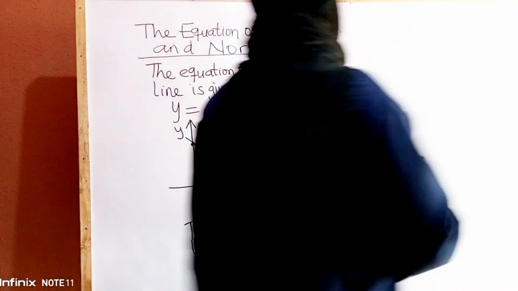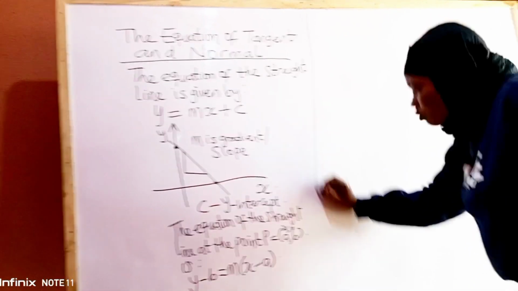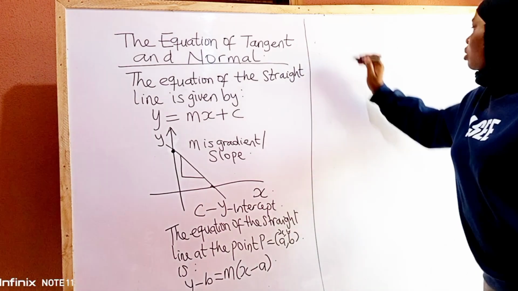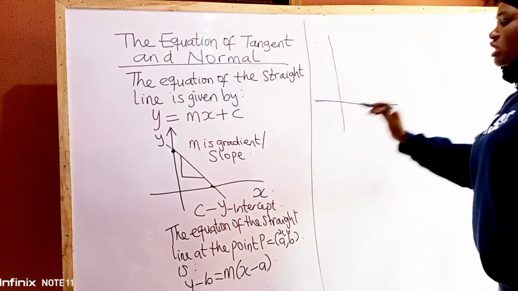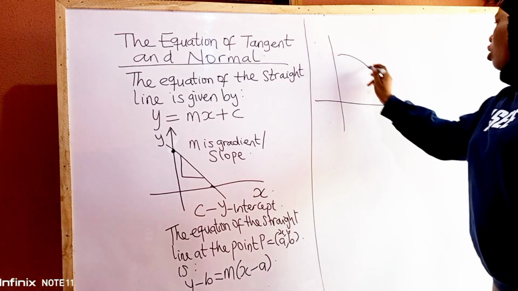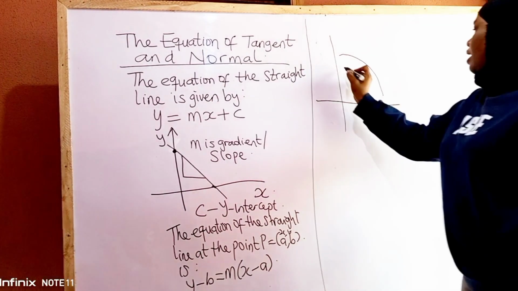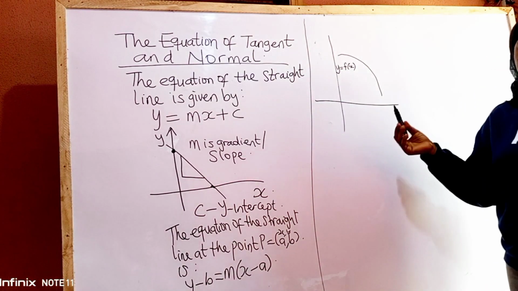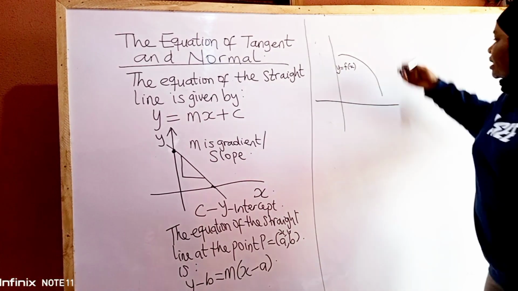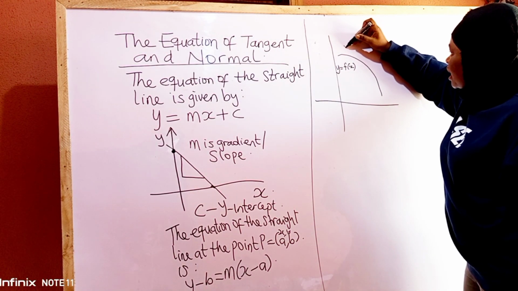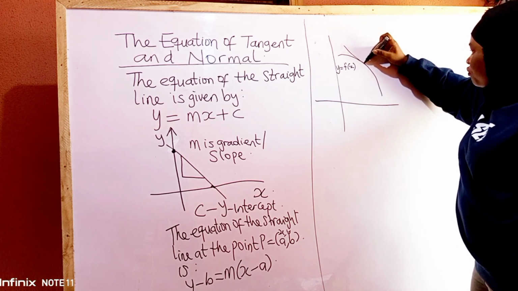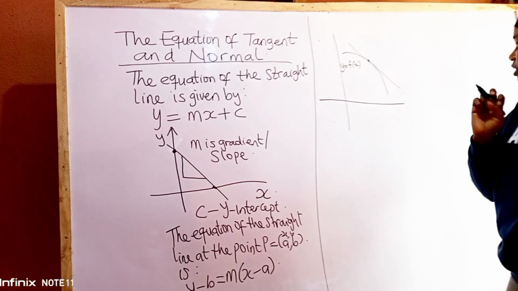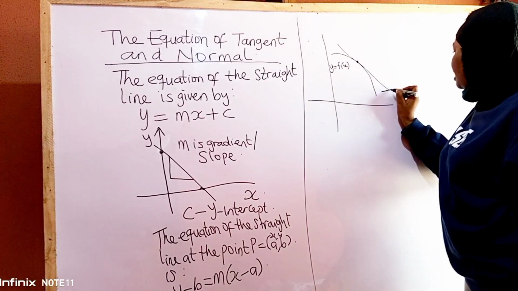Now when we are talking of tangent, that means we are talking of a curve or circle. You are not dealing with a straight line directly, you are dealing with a curve, like y = f(x). For you to find the gradient of this curve, you need a straight line. You let this straight line touch the curve at just a point. This straight line is known as the tangent.